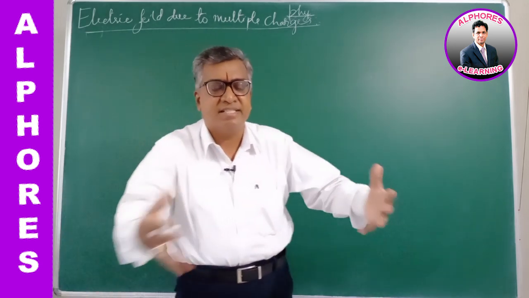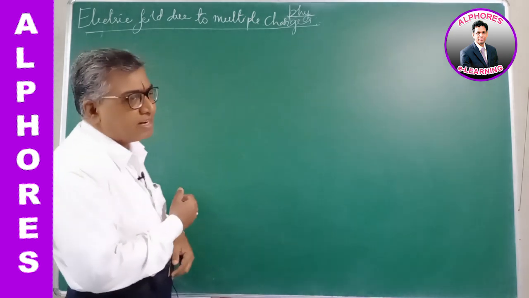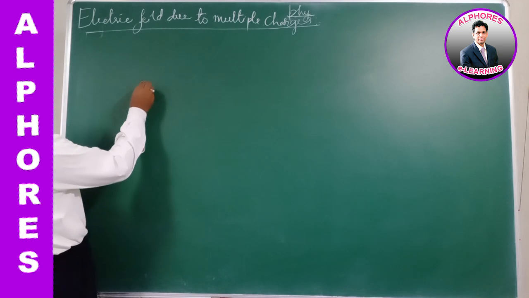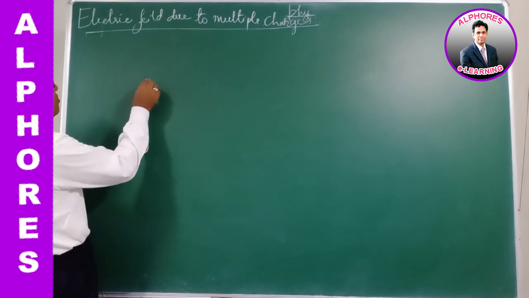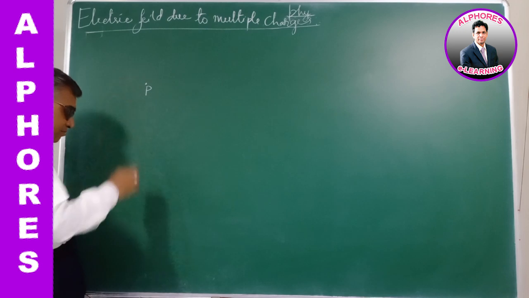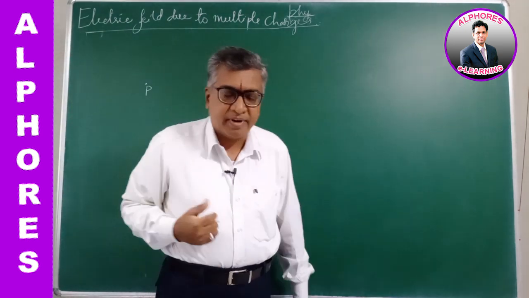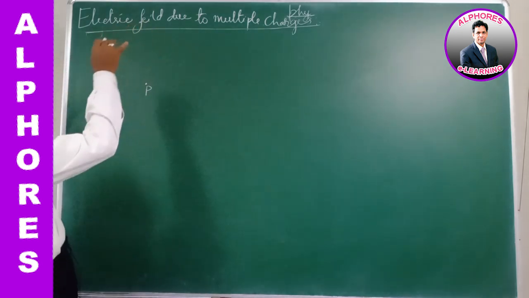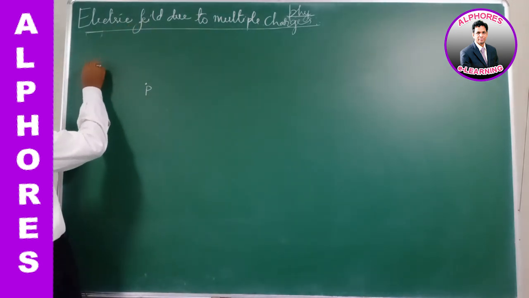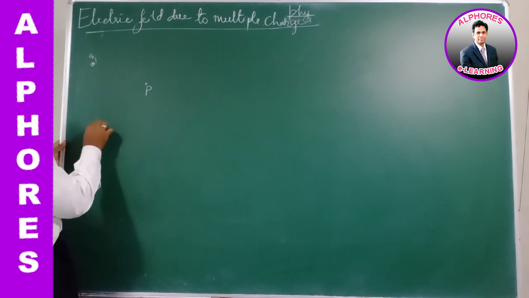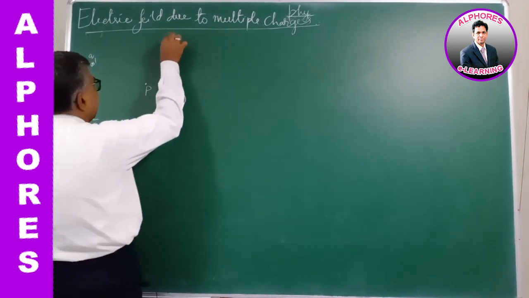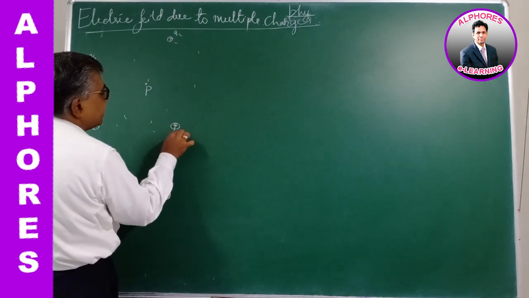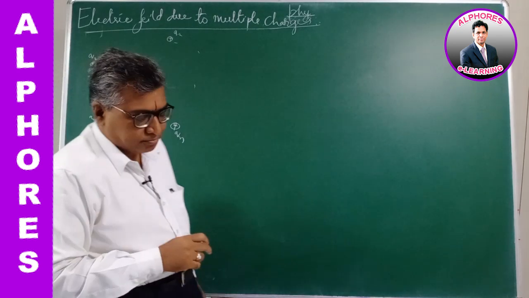charges. If there are many charges, then how do you calculate the electric field due to many charges at a point? Let there be a point P. We have to derive the formula for the electric field at a point P, around which there are multiple charges. Let's say here a charge Q1. There is another charge Q2 here, and another charge Q3. Something like this. There are n charges in the vicinity of the point P.